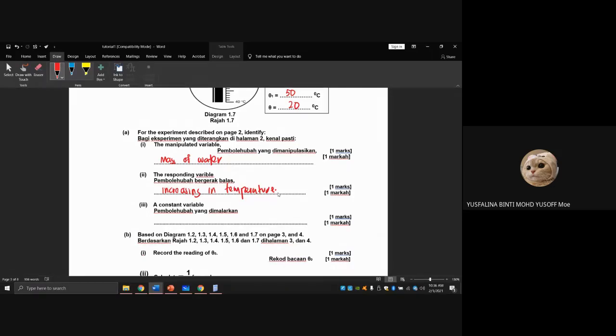So for the constant variable, first one, let me remind you, you cannot use the measuring tool. The measuring tool here is the thermometer, so you cannot put the type of thermometer. Don't use the word "type of": type of water, type of beaker. Cannot. Beaker also is a measuring tool. So what is the constant variable here? Anyone has an idea?